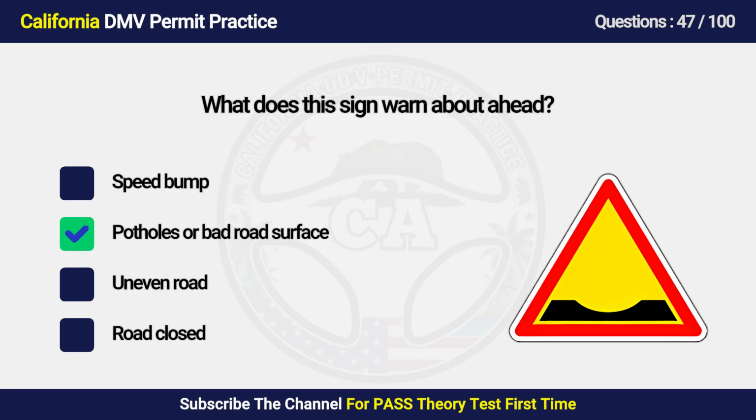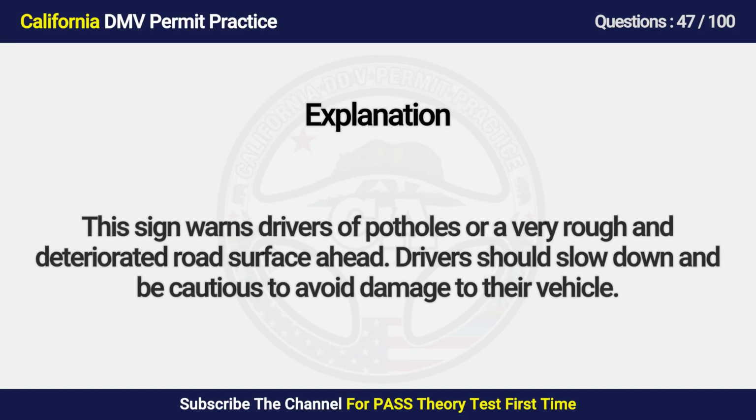Answer is B. Bad road surface. This sign warns drivers of potholes or a very rough road surface ahead. Drivers should slow down and be cautious to avoid damage to their vehicle.